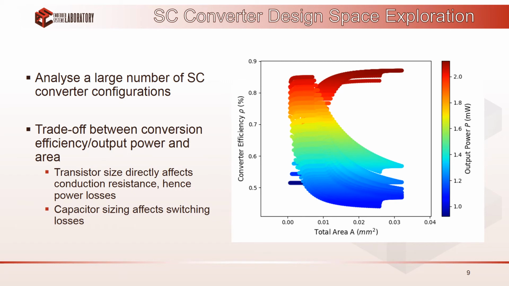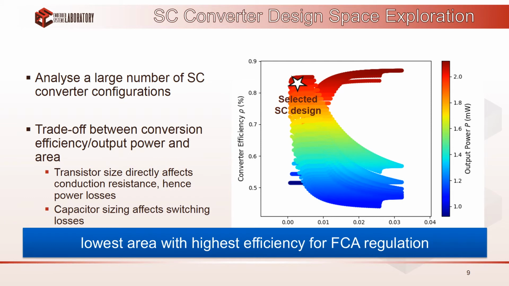We calculate the SC conversion efficiency, the output power, and the total converter area for a large number of configurations, as shown in the figure, and we see here a clear trade-off between efficiency and total area, as the sizing of the components directly affects the power losses in the circuit. And for the case of our application, we select the converter configuration that has the lowest area while keeping the maximal possible conversion efficiency and therefore output power.